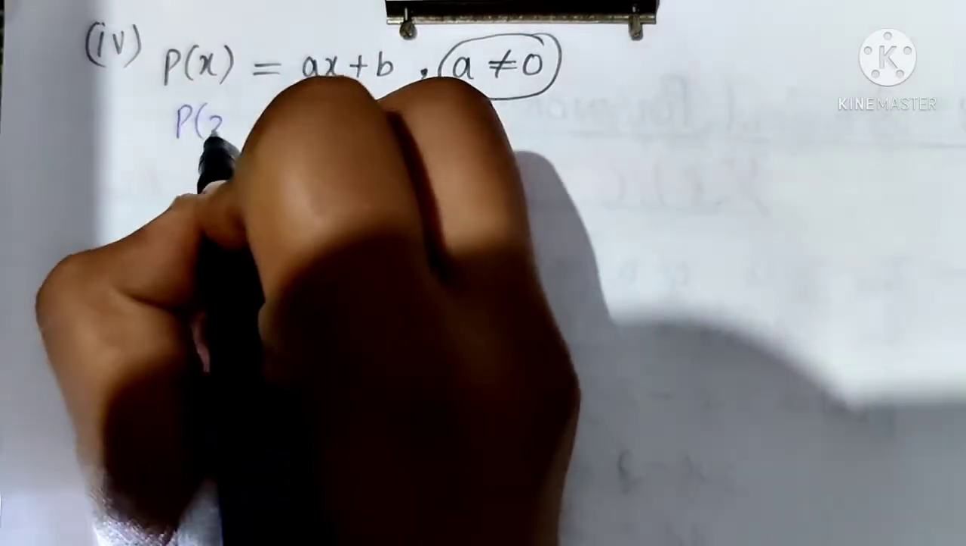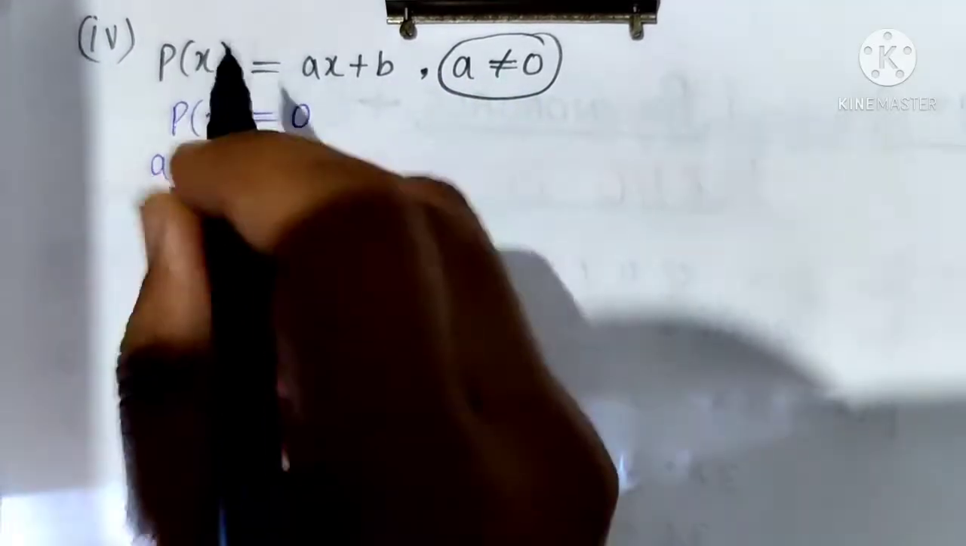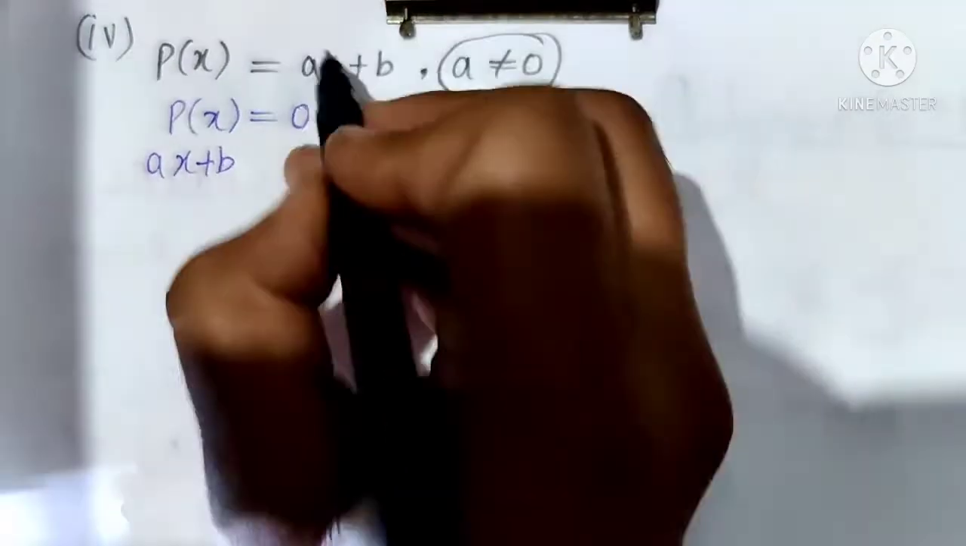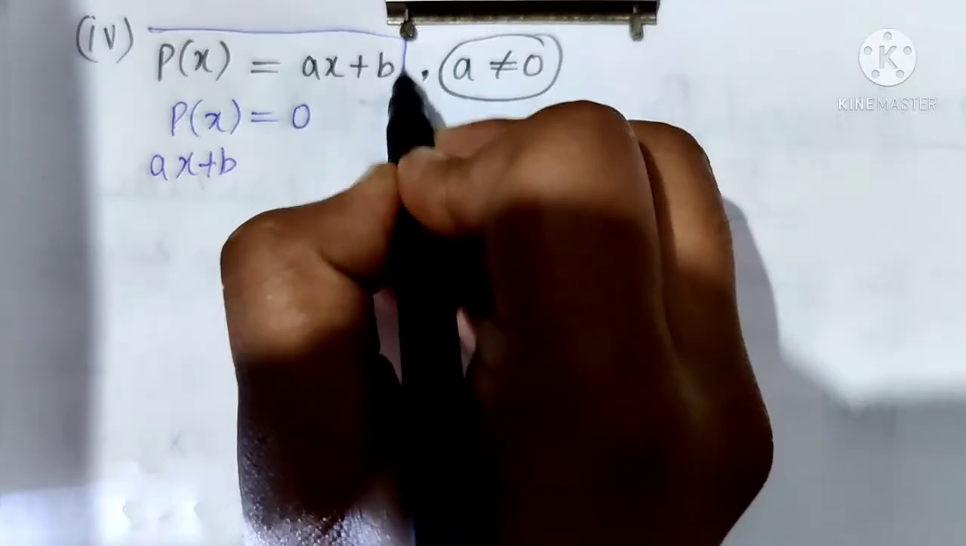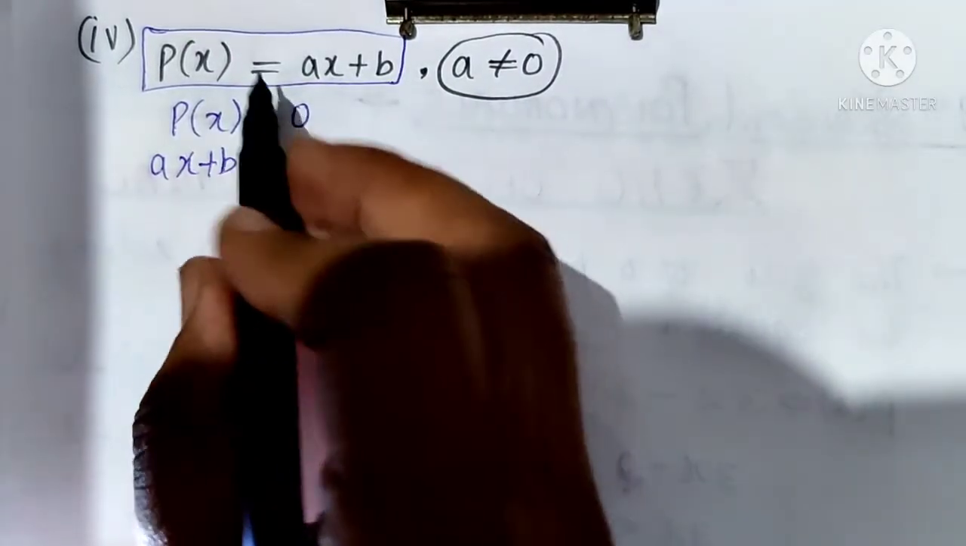So we can say p(x) is equal to 0. So it means ax plus b. See, p(x) is equal to ax plus b, with a not equal to 0. We have to pay attention to this term only, we just have to focus on this term. So p(x) equals 0. So it means, what is p(x)?